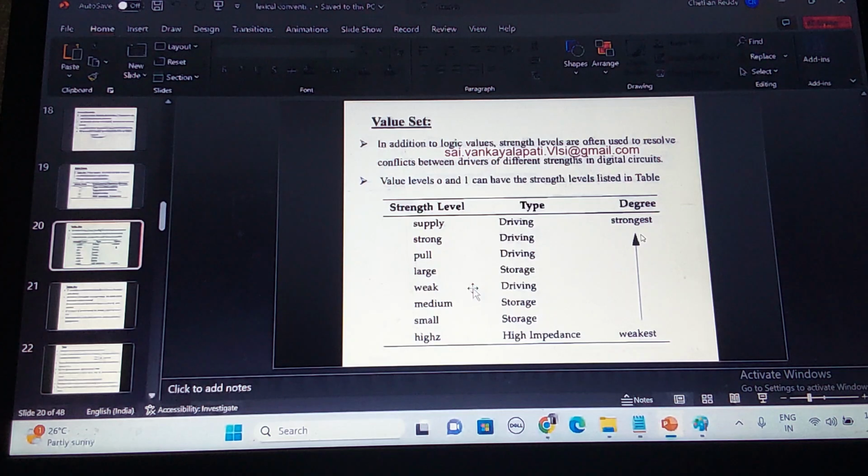If two drivers have the same strength, what will the result be? Unknown. Strong 1 and strong 0, strong 1 and strong 1, both are the same strength, so it should be unknown. You can understand here? Unknown.